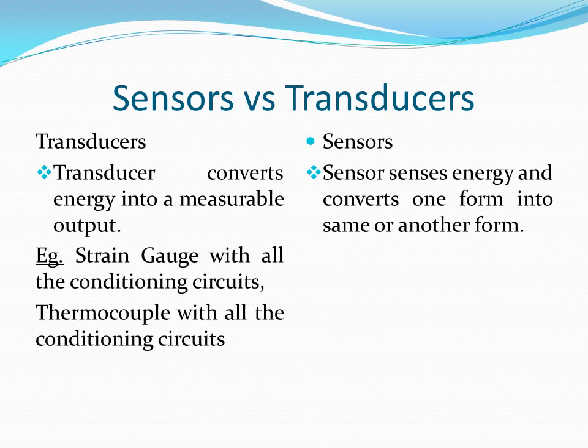We'll see some examples for transducer and sensor so that we can have a better understanding. For example, a transducer is a strain gauge with signal conditioning circuits, or a thermocouple with all the conditioning circuits. Whereas a sensor is just a strain gauge or a thermocouple. So we can say a sensor is a device that converts one energy into another energy. It may be a usable form or it may not be, whereas a transducer will convert energy from one end to another in a measurable or usable form.